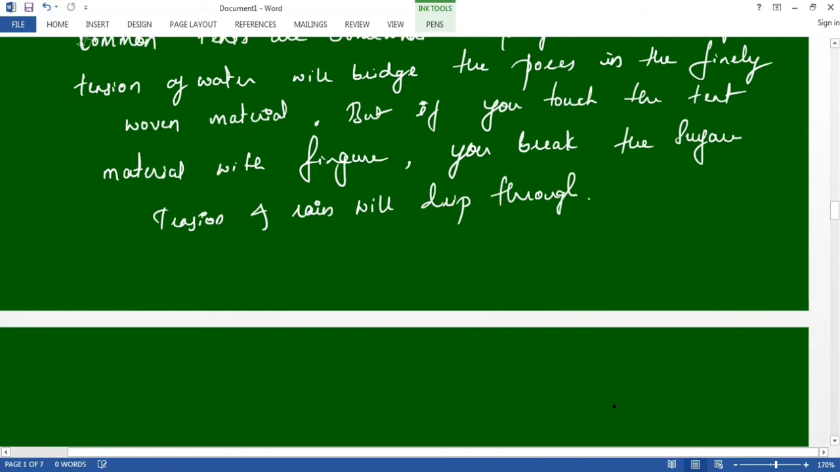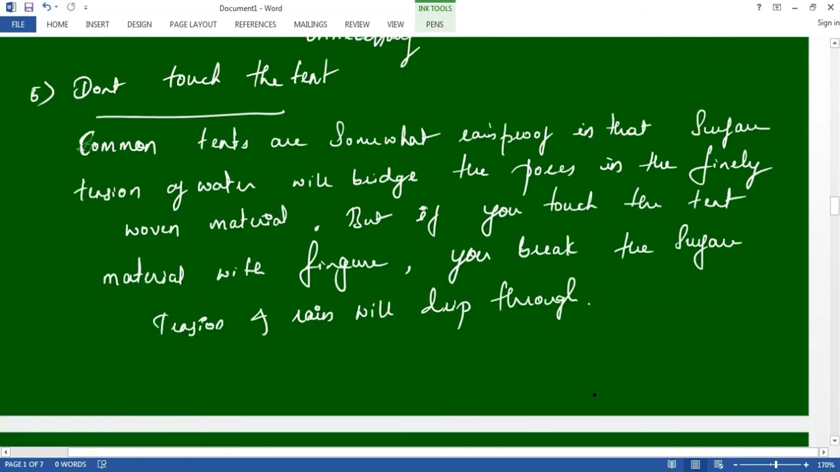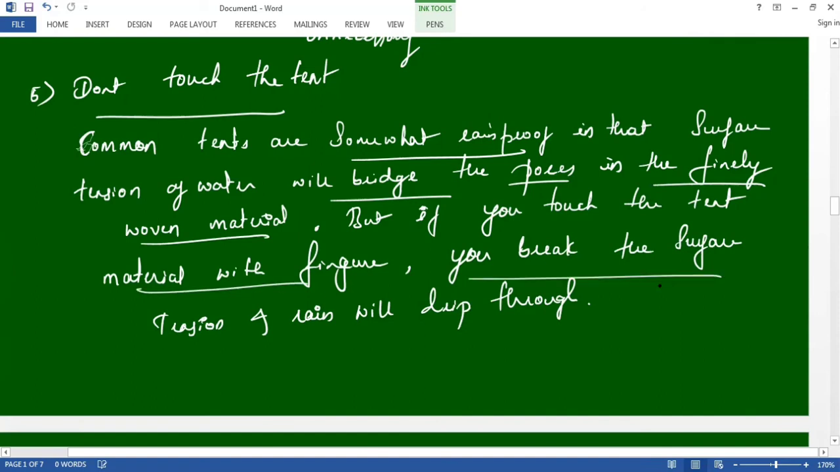Let us recall once again. Don't touch the tent. Common tents are somewhat rainproof in that the surface tension of water will bridge the pores in the finely woven material. But if you touch the tent material with a finger, you break the surface tension and rain will drip through it. This is the complete information about question number 2. Let us move on to question number 3.